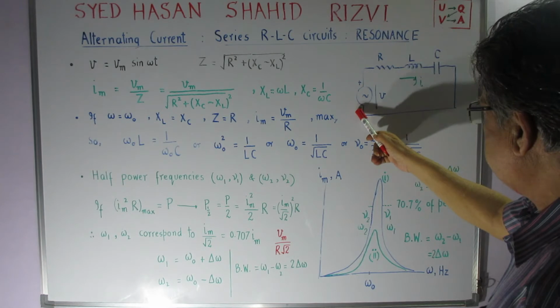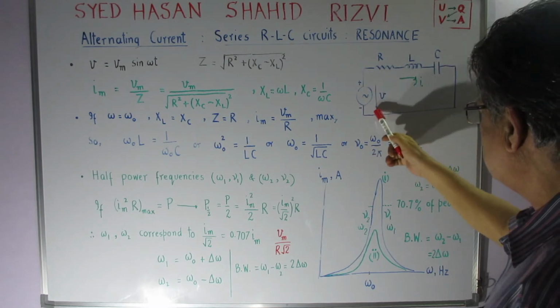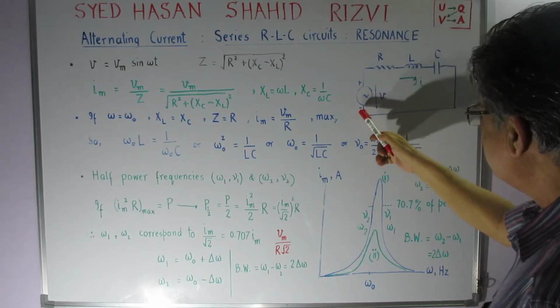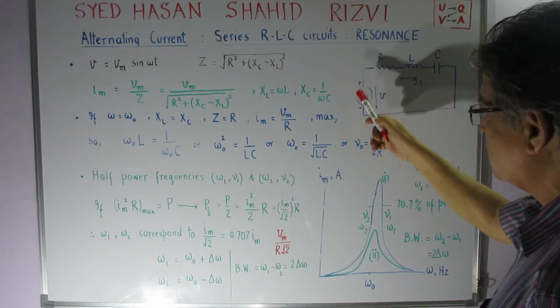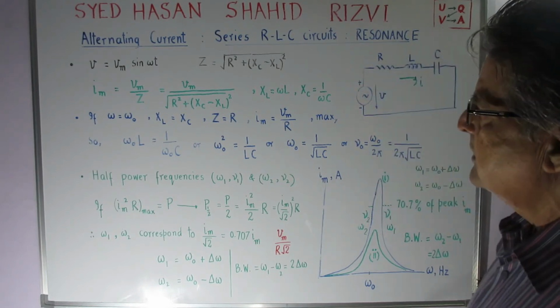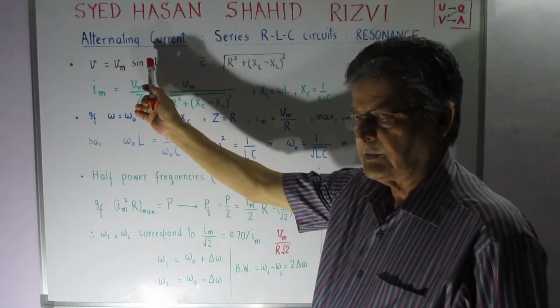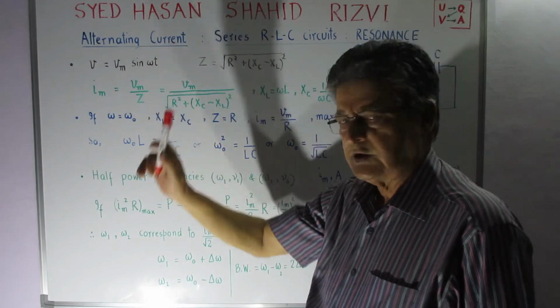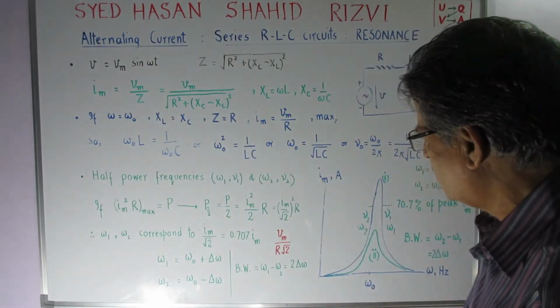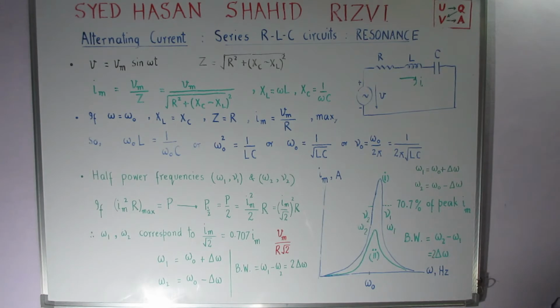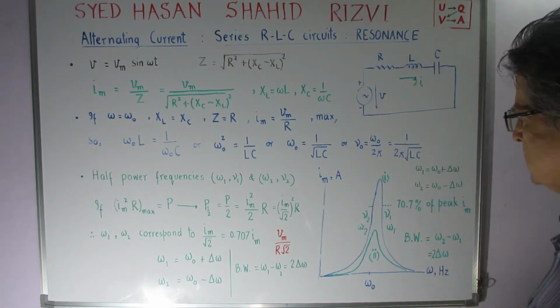If this is positive and this is negative, the current goes like this. If it changes, this becomes positive and this becomes negative, because this source is what? Vm sine of omega t. So this is a sinusoid, so it will keep on changing. A sinusoidal wave, a harmonic oscillator that we have here, and therefore it corresponds like that.